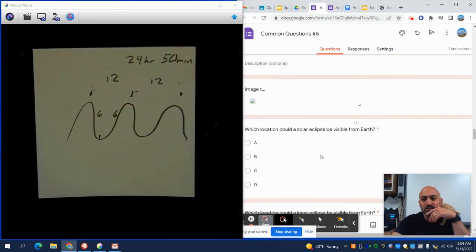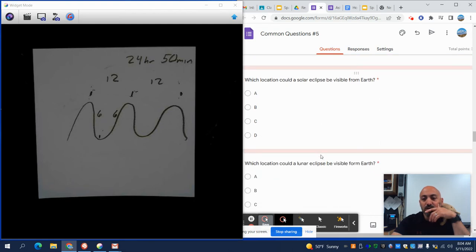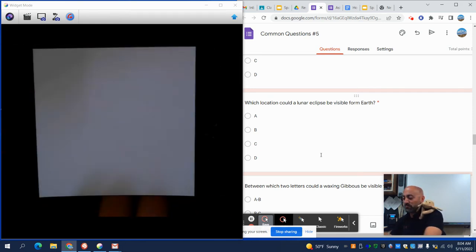Looks like the image of the moon isn't loading for mine. So with moon stuff, I'll double check if that image works.